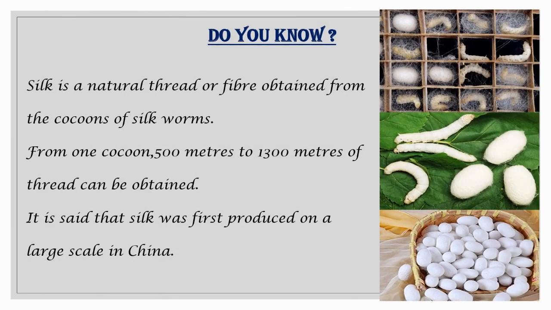Now students, do you know that silk is a natural thread of fiber obtained from the cocoons of silkworms? And from one cocoon, 500 meters to 1300 meters of thread can be obtained. It is said that silk was first produced on a large scale in China.